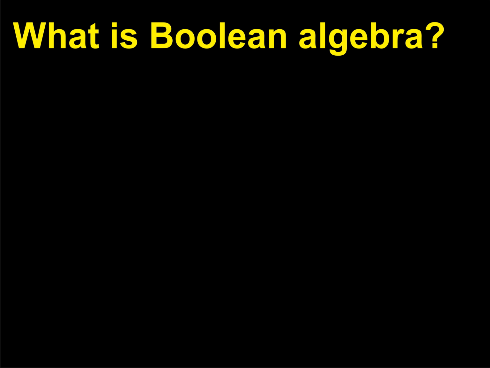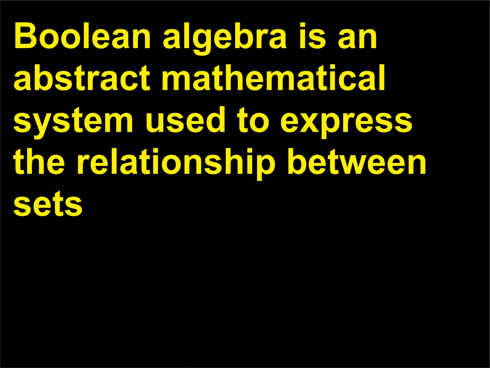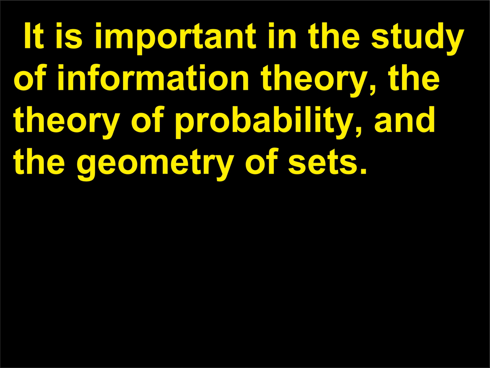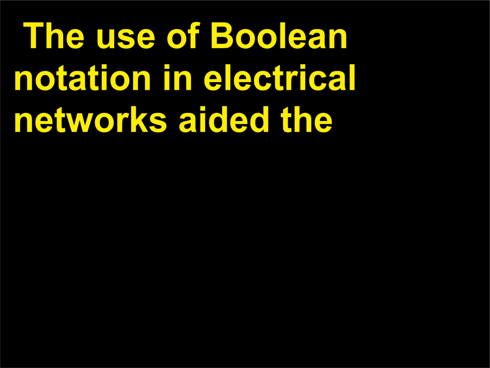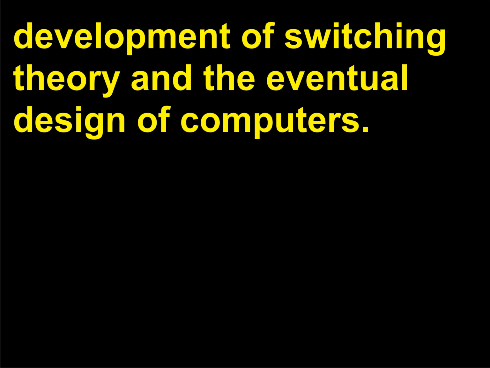What is Boolean algebra? Boolean algebra is an abstract mathematical system used to express the relationship between sets, groups of objects or concepts. It is important in the study of information theory, the theory of probability, and the geometry of sets. The use of Boolean notation in electrical networks aided the development of switching theory and the eventual design of computers.